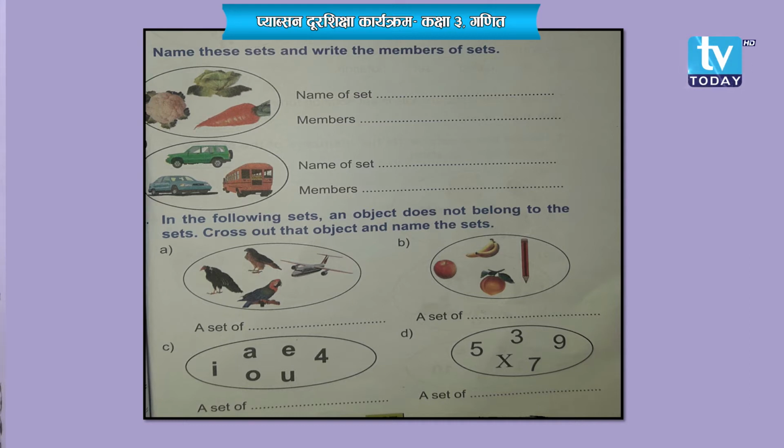Okay. A, E, I, O, U and 4. There are the vowel letters and 4 as the number. Now, tell me student, which one doesn't belong in that group? Obviously, 4 doesn't belong to that group.